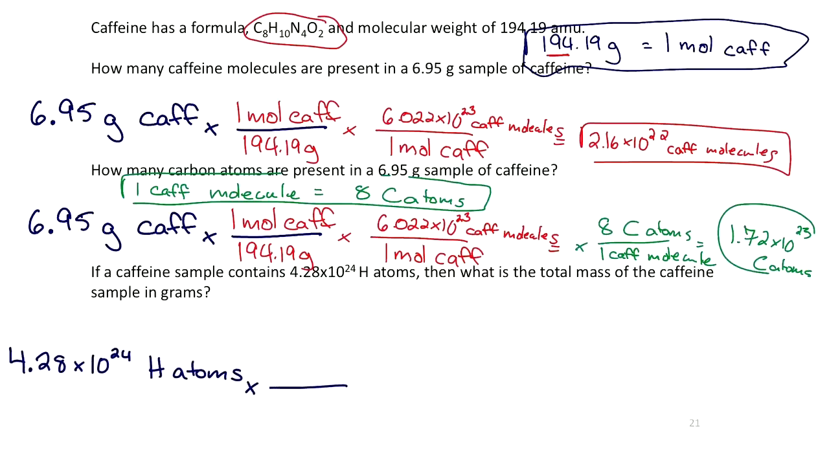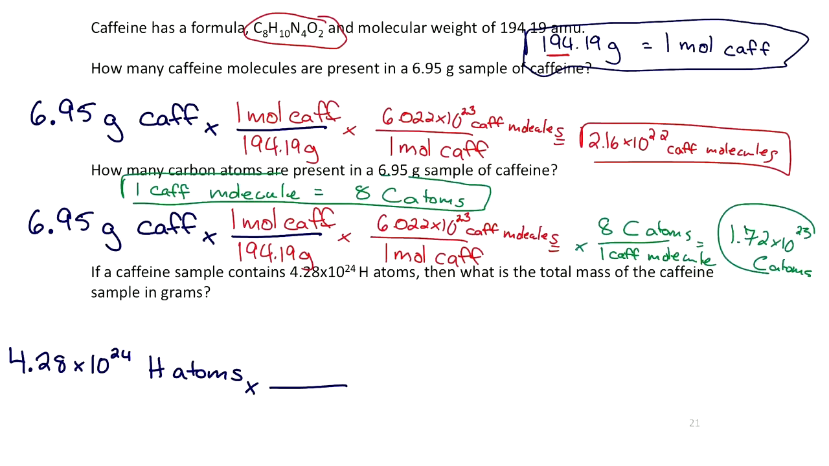So I'm giving you hydrogen atoms of this caffeine sample. This caffeine sample has this many hydrogen atoms. I want you to tell me, if you know how many hydrogen atoms you have, how much does the caffeine weigh? What a lot of students will do with this question is they'll see, oh, hydrogen atoms. They'll convert that to moles of hydrogen, and then they'll multiply by 1.008 grams. But if you do that, you're telling me the weight of what? Just the hydrogen. But is that what the question's asking? No, it wants the mass of caffeine.